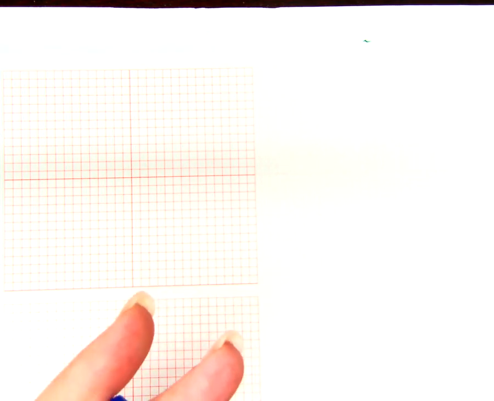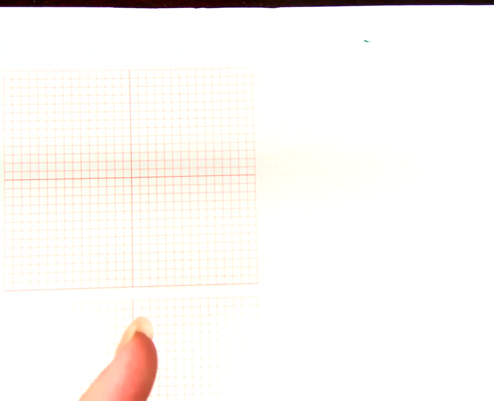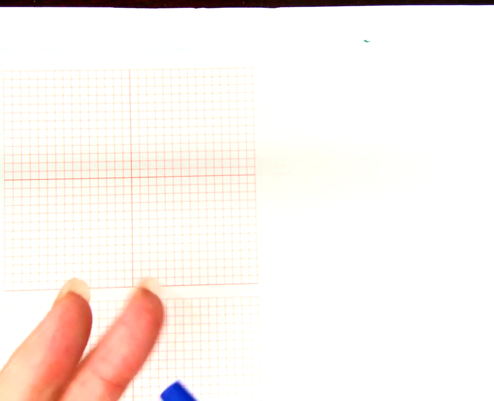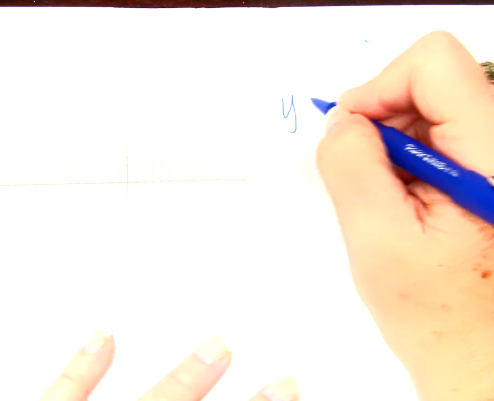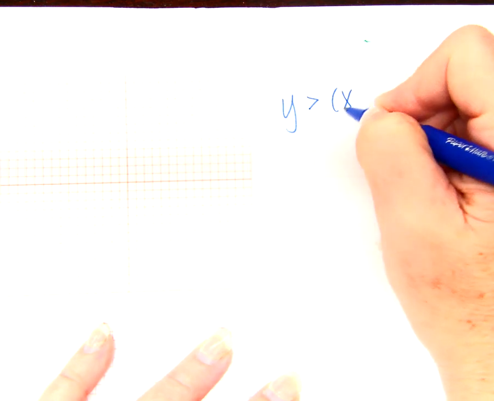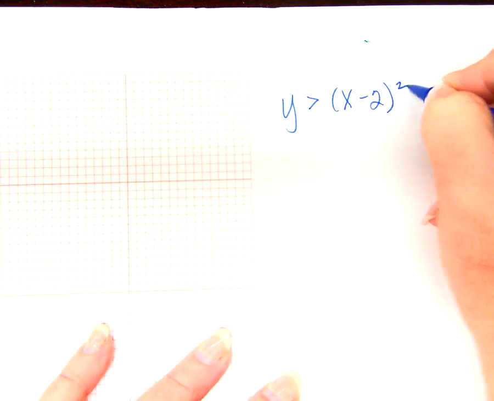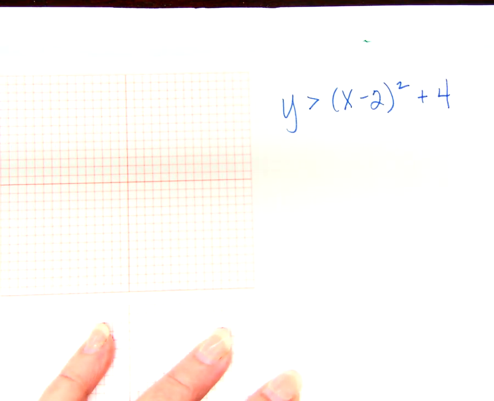We're going to be having to focus on two things. When we're graphing them, we have to focus on two things. What are they? Solid or dotted? And shading. Okay? So let's start here. Y is greater than x minus 2 squared plus 4.